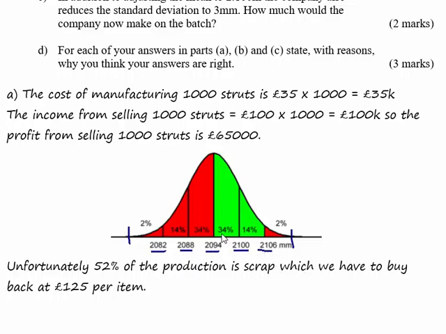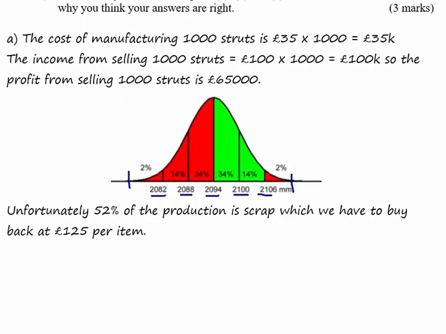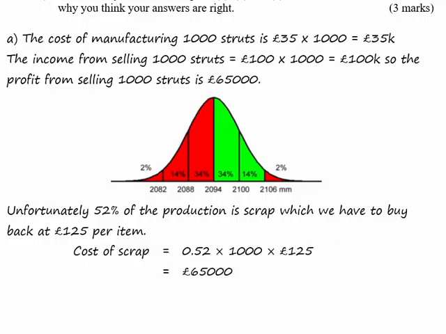What this means though is we've got 34% plus 14% good struts, that's 48% good struts, which means 52% of our production is scrap. We have to buy scrap back at £125 per item, so 52% of 1,000 is 520, times 125 gives us £65,000 buyback, which means that our profit now is 65,000 minus 65,000, which is 0.